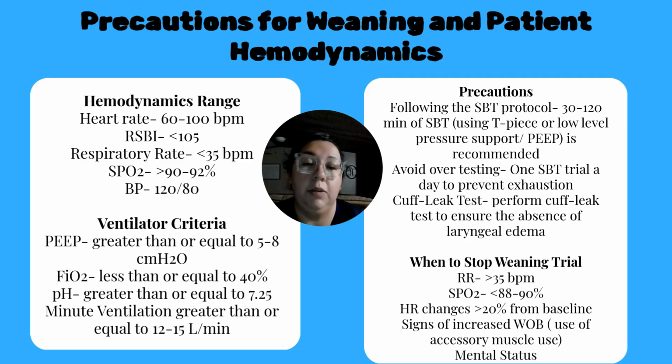Precautions for weaning and patient's hemodynamics. For precautions for weaning, we definitely try to keep those very accurate and very consistent, because they can mean either a failed extubation or spontaneous breathing trial, or a successful one. For precautions, we follow the SBT, the spontaneous breathing trial protocol of 30 to 120 minutes. We try not to keep a patient longer than that, because if you go over 120 minutes, you wear them out, and then most likely they will fail because they tire out.